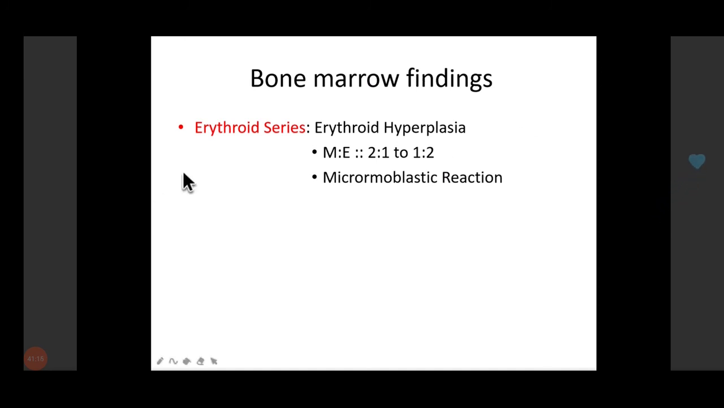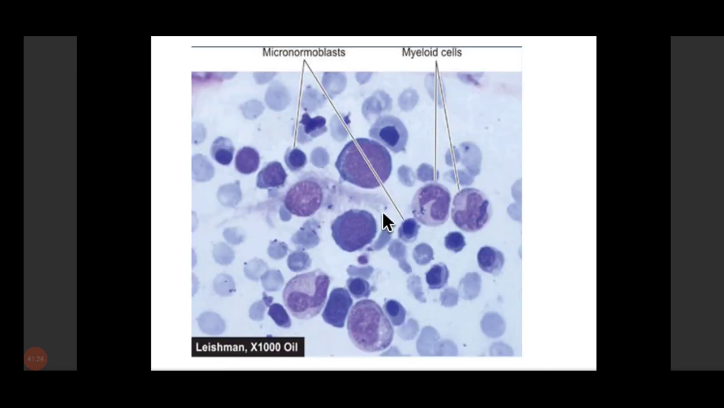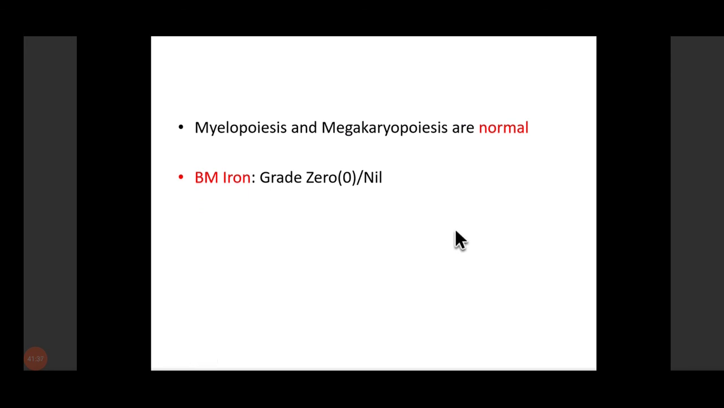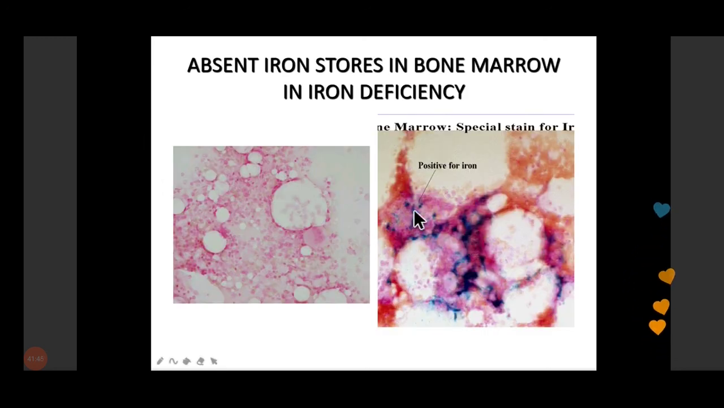When you do a bone marrow examination, there is erythroid hyperplasia. The myeloid to erythroid ratio may be 2:1 or 1:2. Micronormoblastic: this is what you call a micronormoblast, see the flaring of the cytoplasm, and they are small. These are the erythroid progenitors. So you see a micronormoblastic reaction. Myelopoiesis and megakaryopoiesis are normal. However, the bone marrow iron is grade 0 or nil.